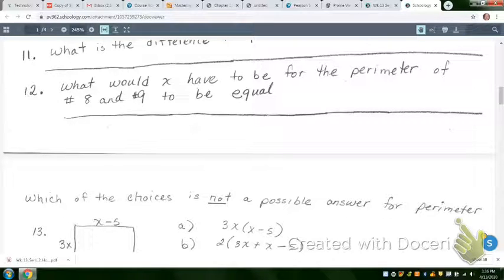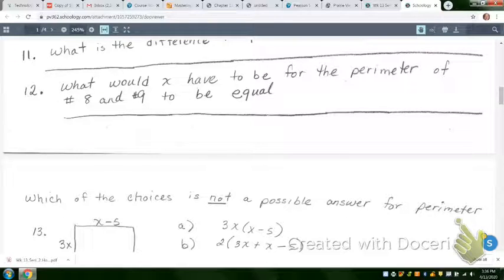All right, so if I want to know what x would have to be to make 8 and 9 come out with the exact same perimeter, what number would x have to be to make the perimeter of those two problems come out exactly the same? Well, in order to do that, I'm going to need to set my two perimeters equal to each other.